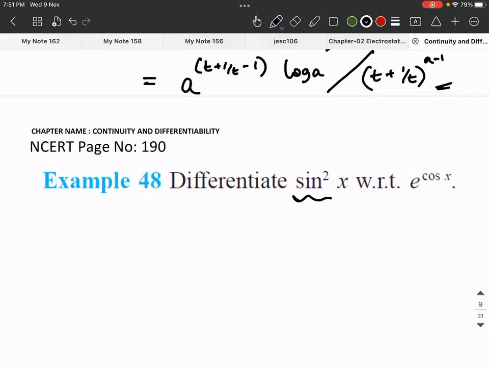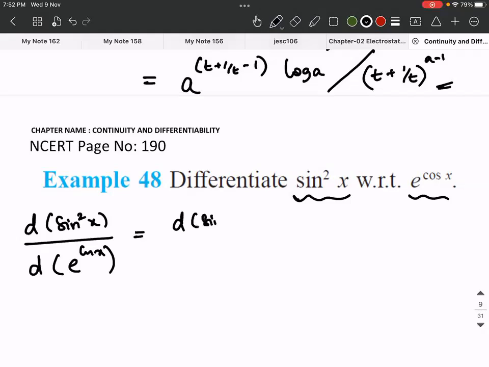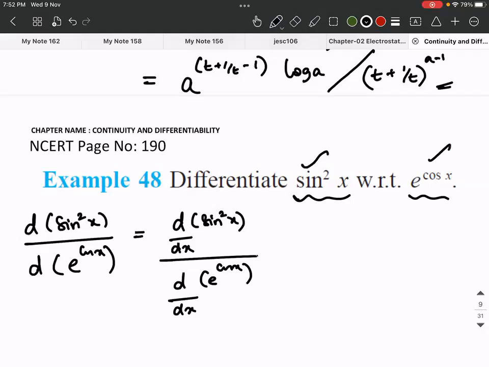See, this is another type of problem where you're actually differentiating one function with respect to another. Till now, what were we doing? We were differentiating every function with respect to x. But if they ask you differentiation of one function with respect to another, what are we supposed to do? They're actually asking the derivative of sine square x with respect to the derivative of e power cos x. So what can I do here? Can I write it as derivative of sine square x with respect to x divided by derivative of e power cos x with respect to x? Means I'll differentiate this separately, and divide both. That's it.